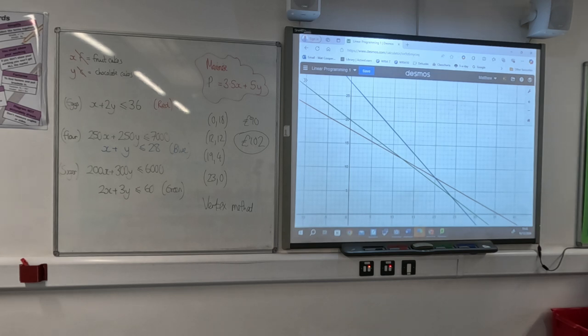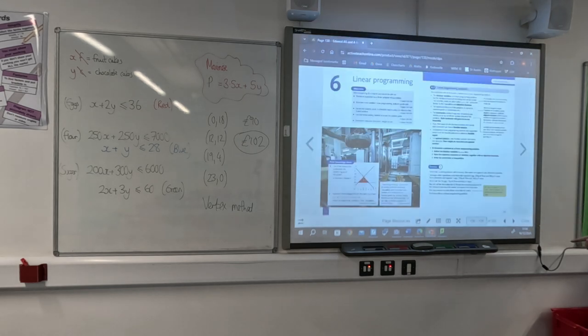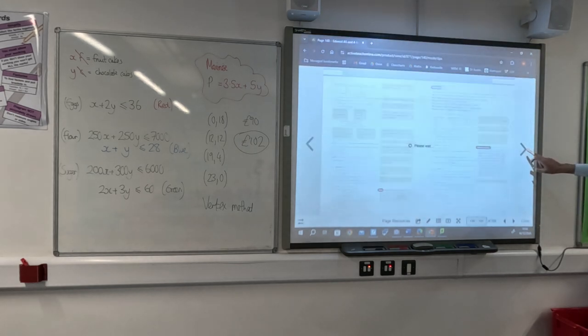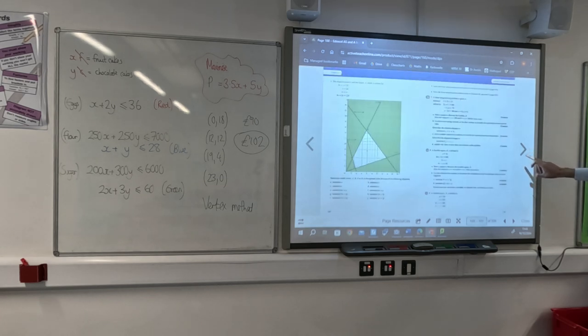Let's look at one problem where they give you the constraints to start with, so it's out of context. Page 161. There's loads of stuff in this book which I just don't think you need. So we're going to go all the way to 161, question 7.